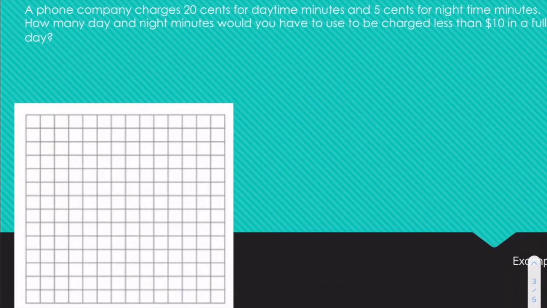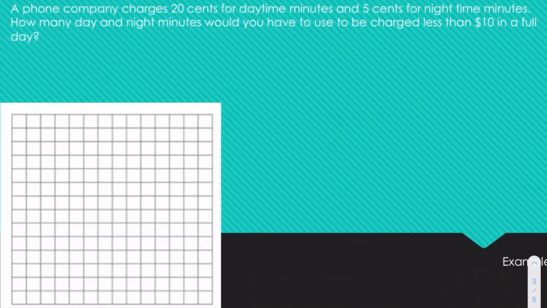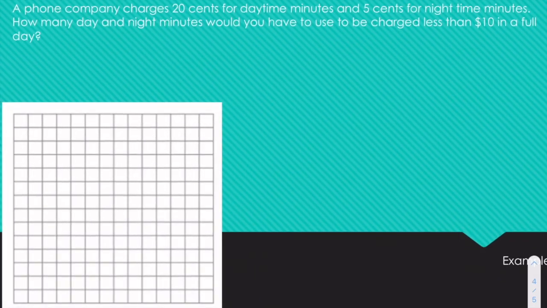All right, let's do another one here. In this next example, a phone company charges 20 cents for daytime minutes and 5 cents for nighttime minutes. How many day and night minutes would you have to use to be charged less than $10 in a full day? So the first thing that we need to do with this problem is actually stabilize our units. We've been given money in cents and in dollars, and we need to use one or the other. We want to be either in cents or in dollars. And actually, I want to be in cents. So we're going to say 20 cents, 5 cents, and we have $10. Well, all we have to do is multiply by 100, and we get 1,000 cents.